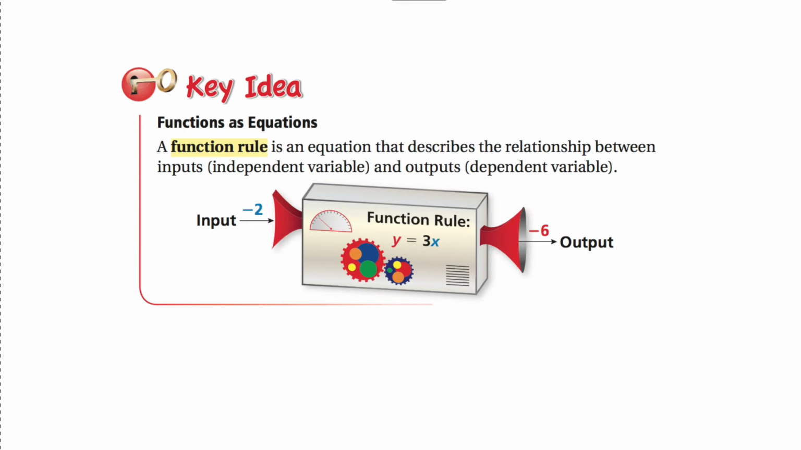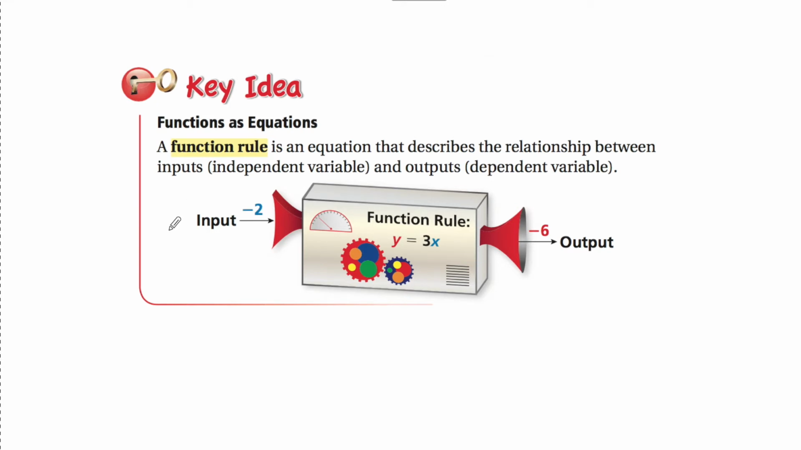Our first key idea today is functions as equations. A function rule is an equation that describes the relationship between inputs, the independent variable, and outputs, the dependent variable. So let's think about this. This is our function right here, y equals 3x. Our independent variable is our input.